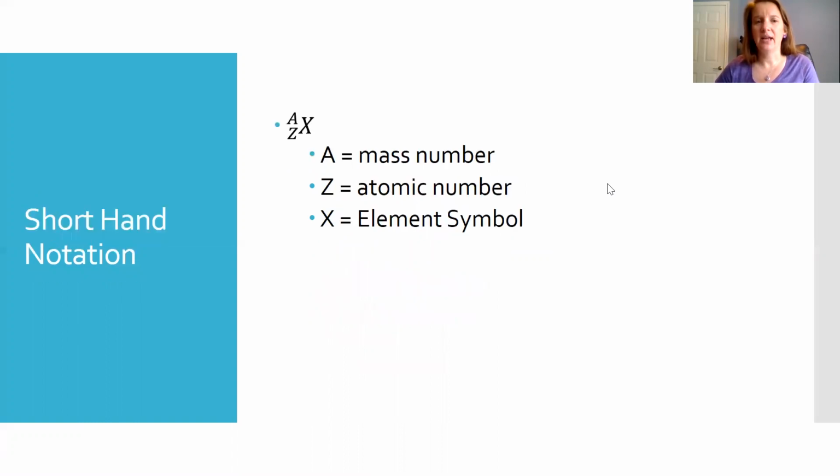The other way that we have the isotopic notation written is what we call the AZ notation. So you'll see it here. We have a superscript, a subscript, and then an X representing the element symbol. Our superscript is going to be the mass number. The subscript is going to be the atomic number. And then the X is representing the symbol of the element itself. So let's see how this looks.